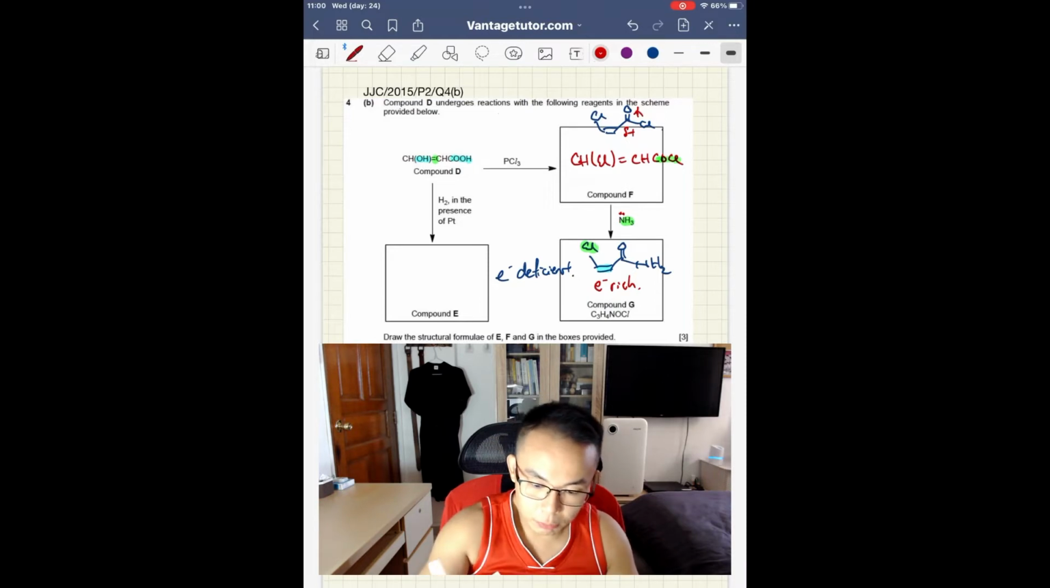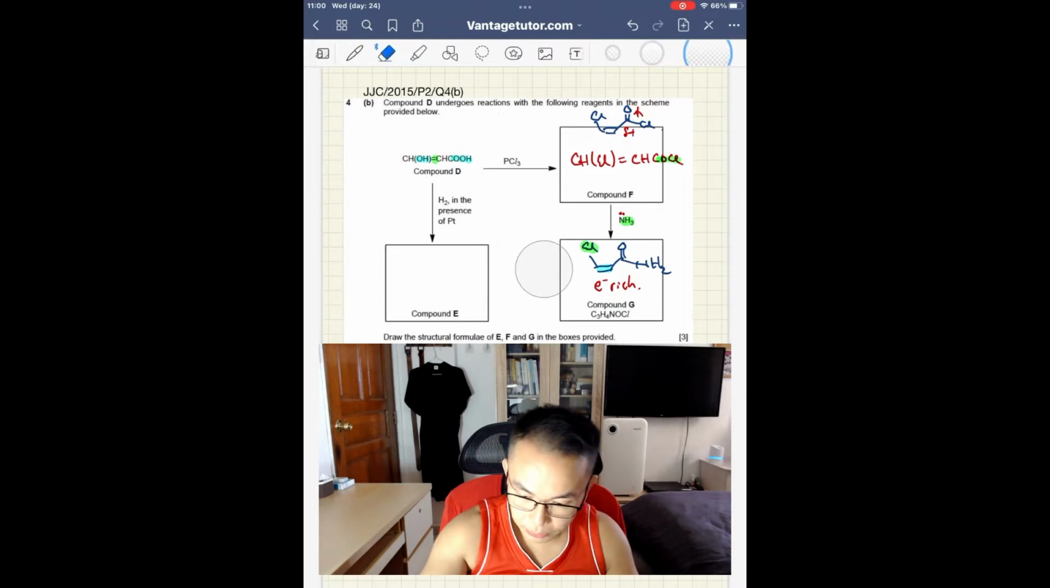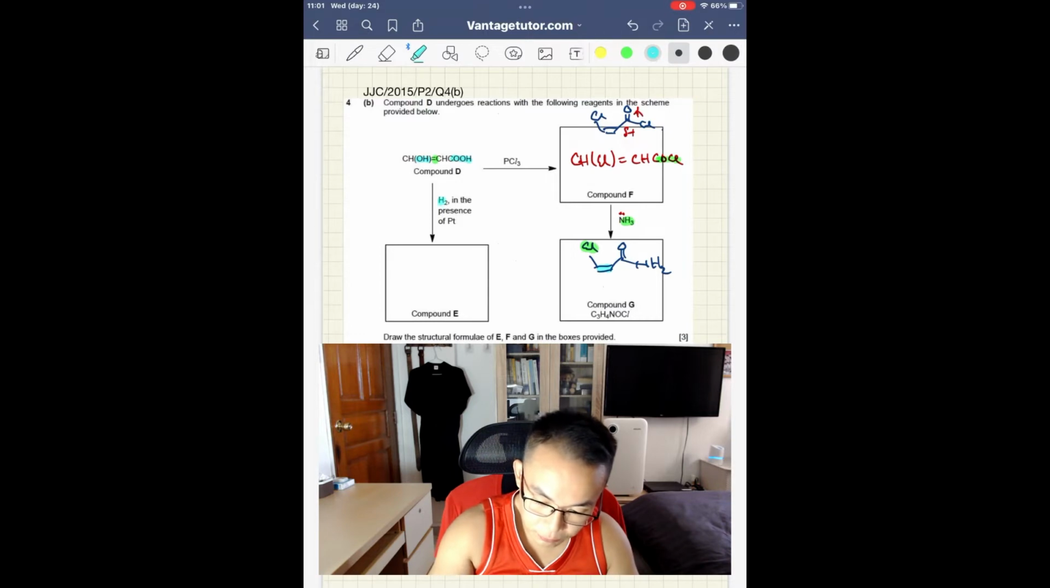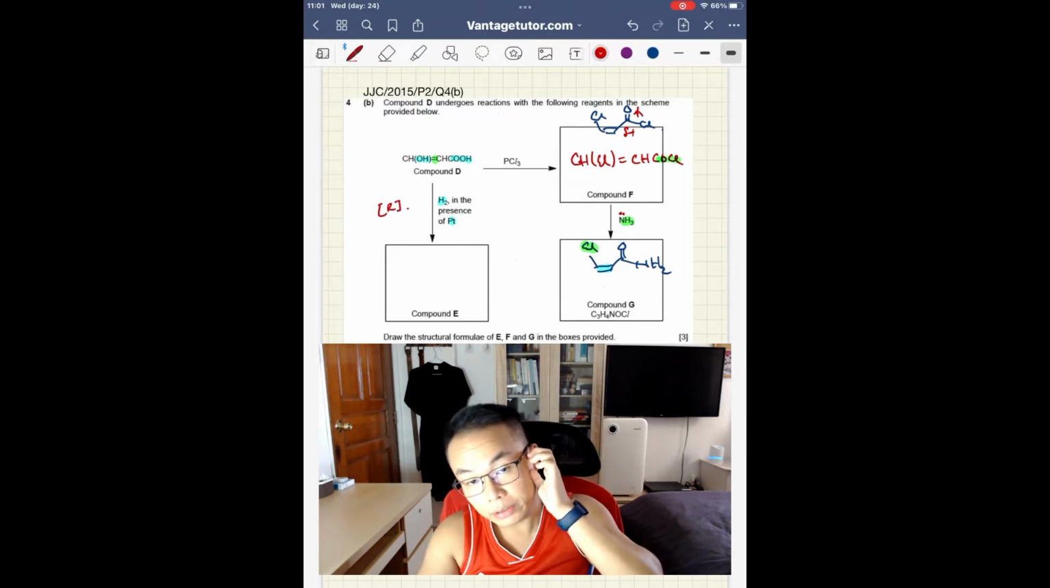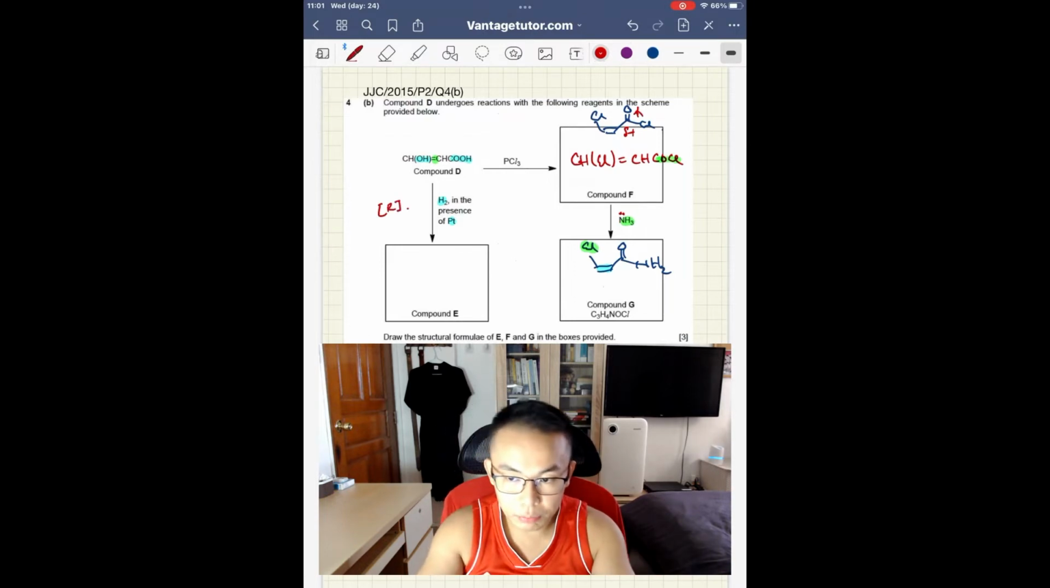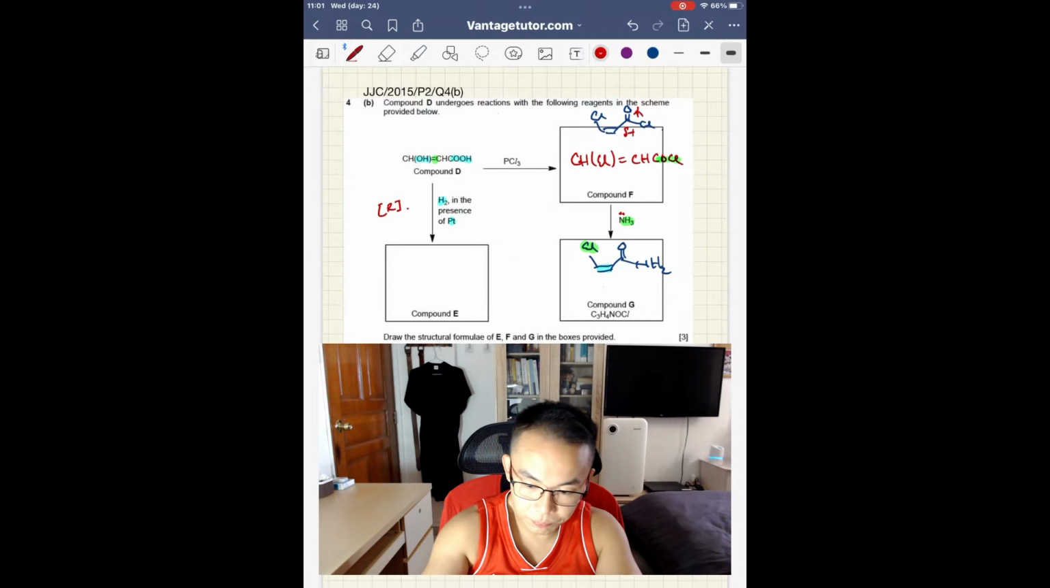Okay, now moving on. Let me just erase this, make it look a bit neater. Last part, compound E, you have H2 in the presence of Pt. You straight away know that this is reduction. This one you can more or less memorize: H2 with Pt can reduce almost anything except for your carboxylic acid. Because there's a carboxylic acid here, that group is likely to remain unchanged.